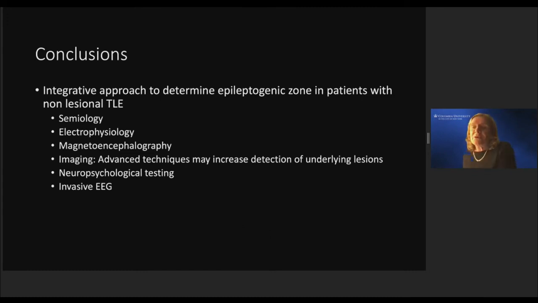So in conclusion, what I hope I have demonstrated through my didactic lecture is that when approaching these non-lesional cases, the integrative approach is critical to determine the epileptogenic zone. For many of these patients, they need to be referred to centers where these other tests or advanced imaging can be performed. So when you think about these cases, integrate the semiology, the electrophysiology, the findings from magnetoencephalography, and imaging. Just because your early imaging, your 1.5 or 3T, looked negative, go back to those. You saw that in real time, with those of us looking back at that MRI and saying, well, actually we do see some findings. And as stated, advanced techniques may increase the detection of underlying lesions, along with neuropsychological testing, and then invasive EEG.